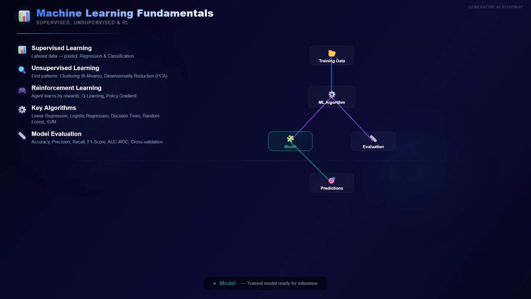This is how ChatGPT was fine-tuned using RLHF, reinforcement learning from human feedback. Model evaluation is critical. Learn accuracy, precision, recall, F1 score, and AUC. Use cross-validation to ensure your model generalizes. Scikit-learn is your go-to library for classical ML. The key insight: ML is about learning patterns from data. Gen AI takes this further by learning to generate new data that follows those same patterns.